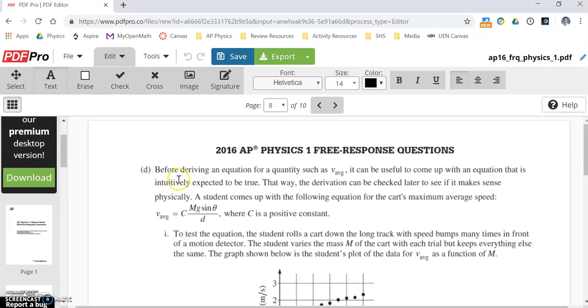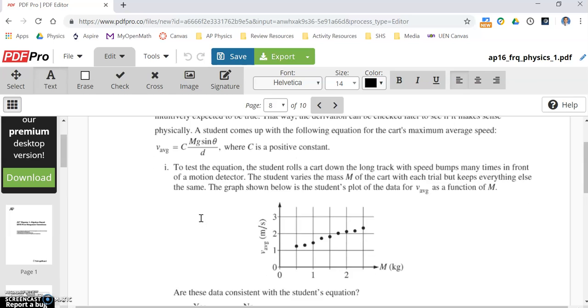sometimes we just try to create an equation that is intuitively expected to be true. Then we can check the derivation of this equation. So someone comes up with this equation. The average velocity is c, some positive constant that we don't know, probably just to mess with the units, m, which is the mass, g, which is our acceleration from gravity, sine of theta, which is the angle of that ramp, and then d, which you remember is the distance between bumps.